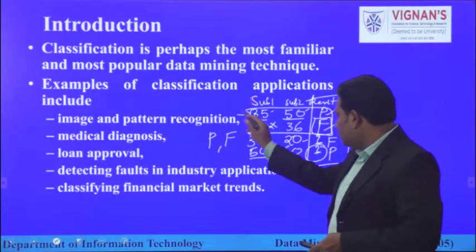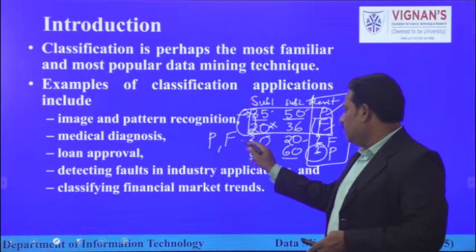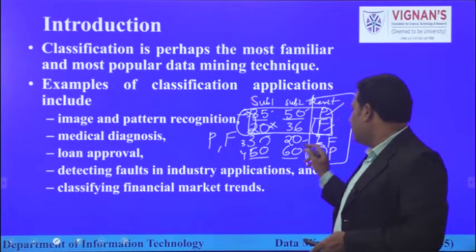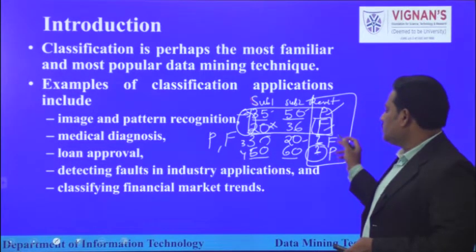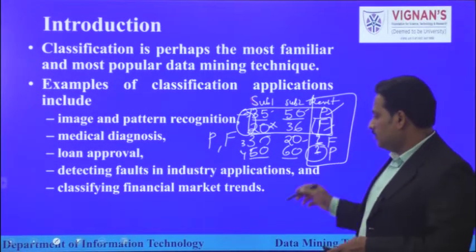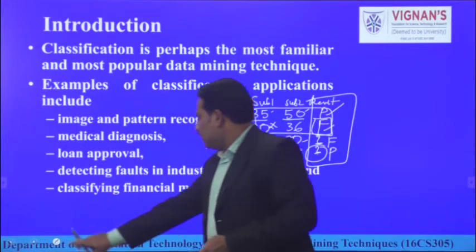The class labels, in the first two rows, are already given. But in the third and fourth rows, no value has been given. The only thing is we want to identify them. So this is called classification.